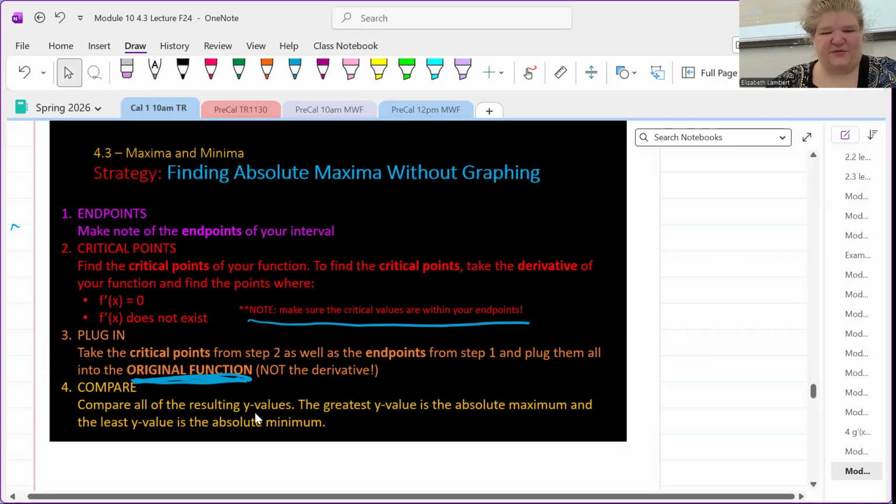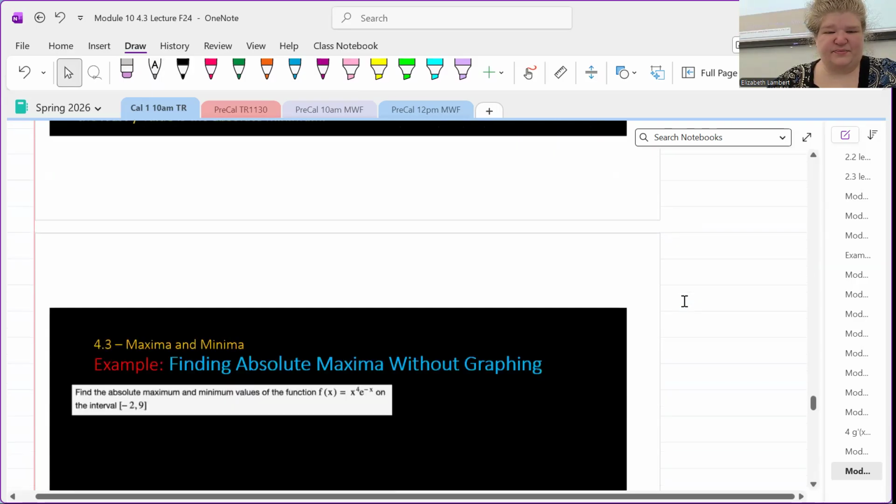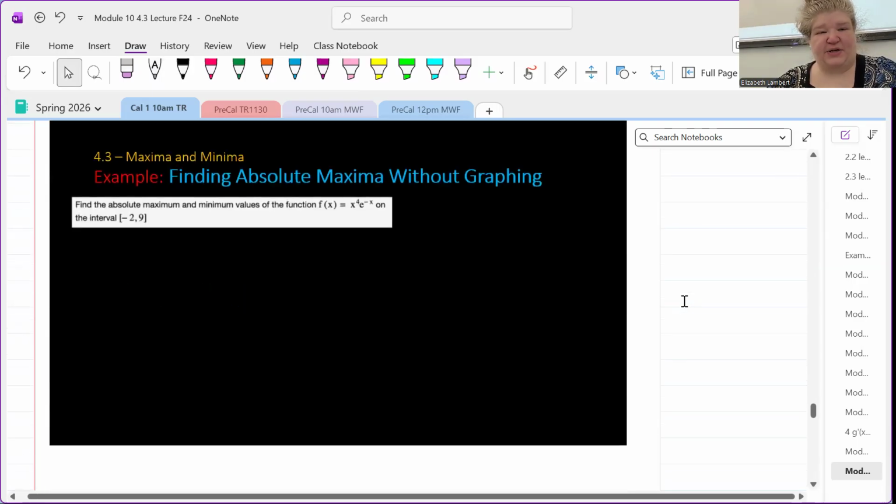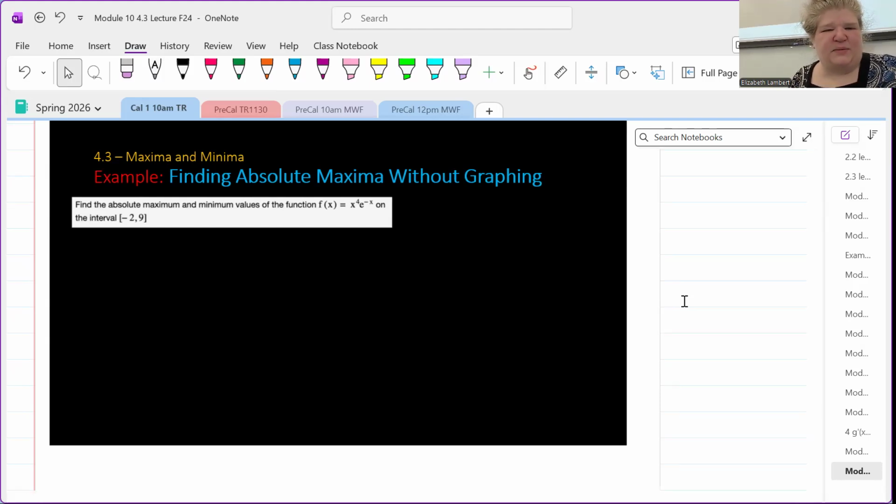And then we compare to figure out what the biggest y value is and where that occurs, and what the smallest y value is and where that occurs. All right, so now we're going to try it out. Find the absolute maximum and minimum values of the function f of x equals x to the fourth times e to the negative x on the interval -2 to 9.